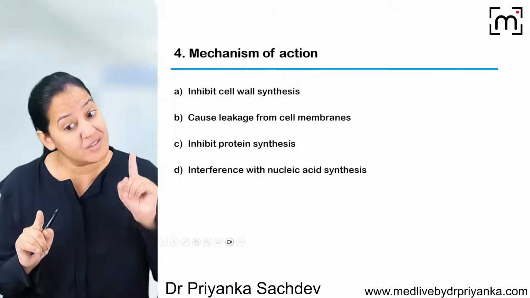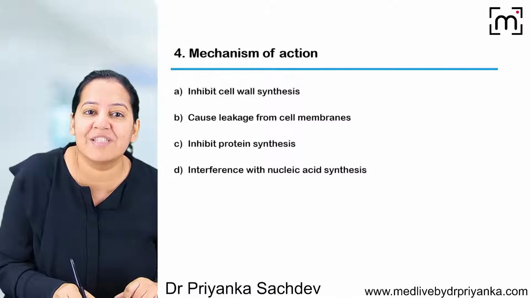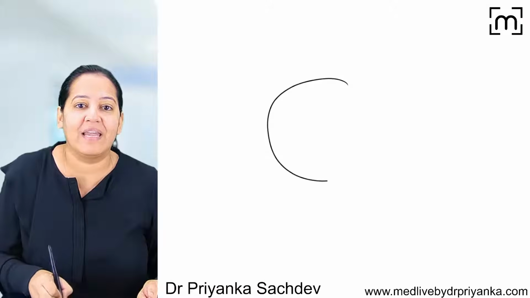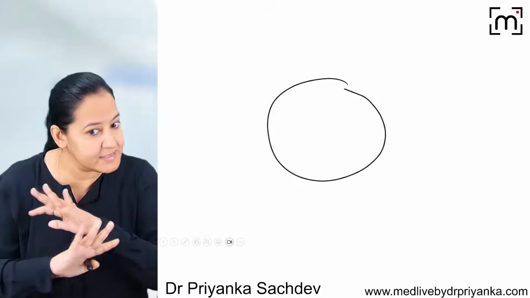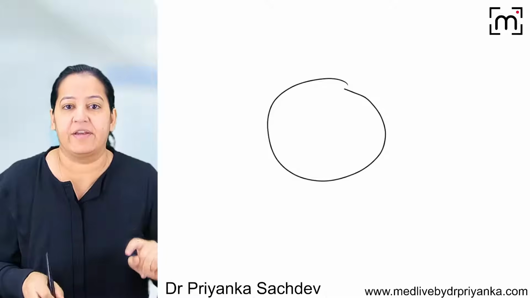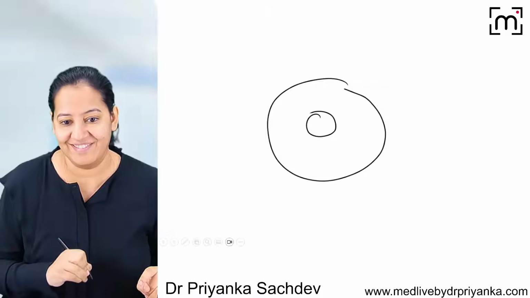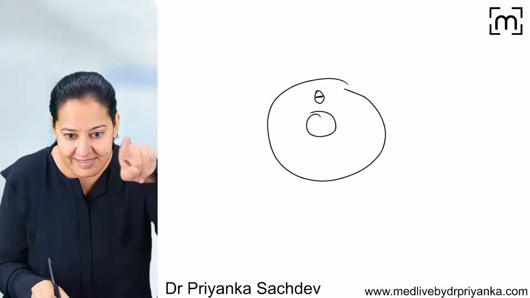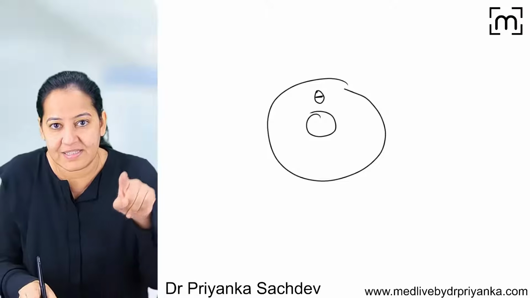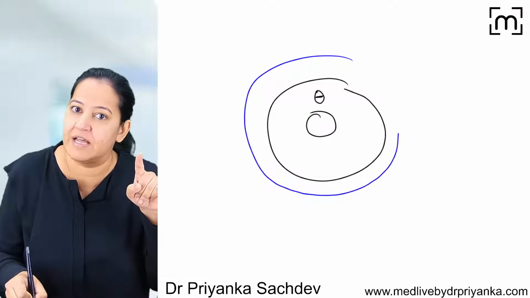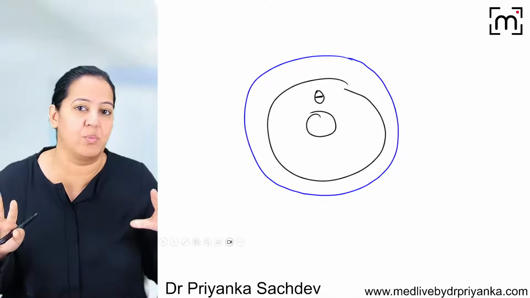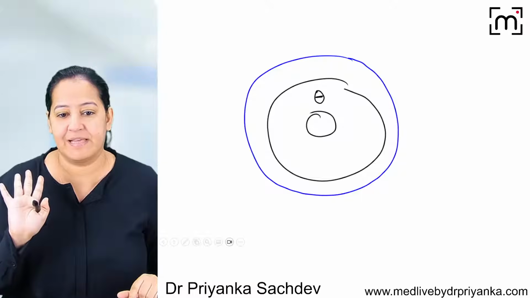The fourth classification is ultra important. That is based on mechanism of action. I told you, if you want to learn one classification, go with this one. Now listen, everyone on the screen. This is the cell of bacteria. This is not a human cell. This is the nucleus of the bacteria. Inside the bacteria, this is the ribosome. This is the cell membrane and this is the cell wall. All bacteria, whether gram-positive or gram-negative, have a cell wall. All bacteria in this world except mycoplasma have the cell wall.